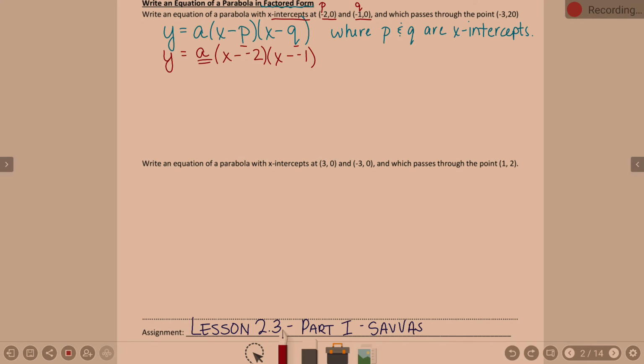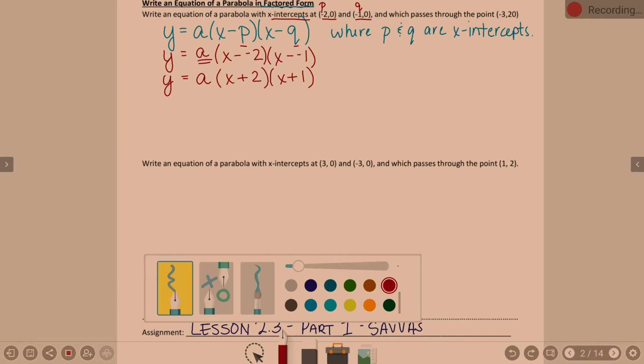So, right now we have y equals a. What do you know about x minus -2? It's x plus 2. X minus -1, x plus 1. We can't stop here. We need to know a.